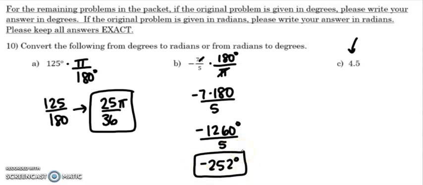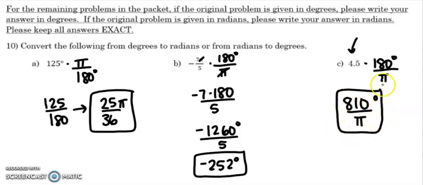Okay? Last one, I know I'm starting in radians because there is no degree bubble, which means that to convert to degrees, I want to multiply by 180 over pi. So I'm going to multiply straight across, and I end up with 810 over pi. And this is weird because this actually is a degree measure. Okay, I went from radians to degrees.